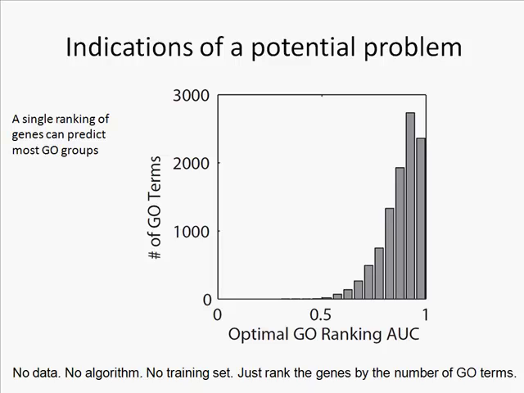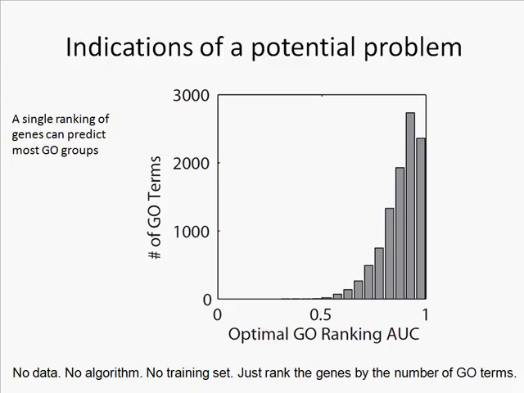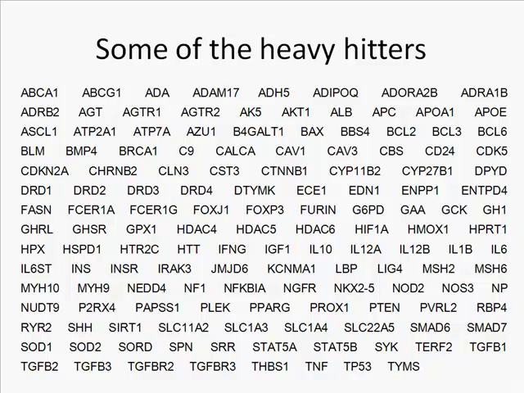And maybe some of you are thinking, wait a minute, you're using GO and then predicting GO. And you're right, so it's circular. But it shows a potential problem. What if your data actually ranks the genes by how many GO terms they have and you didn't know that? Okay, so here are some of the heavy hitters, the genes that have lots of GO terms, and probably everyone in the room who's done any biology can recognize a few friends in here.